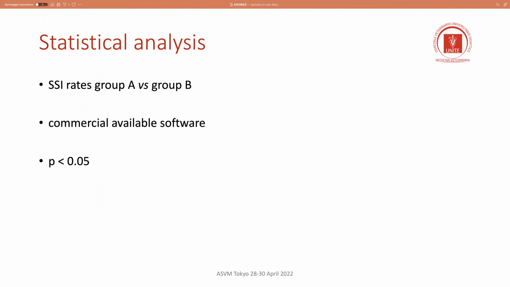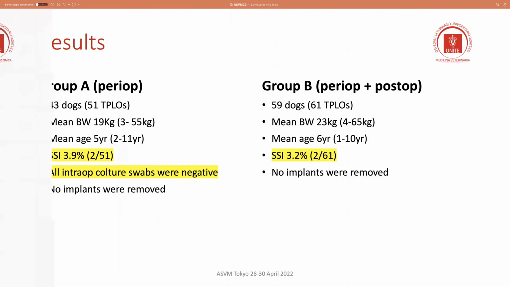The surgical site infection rates were statistically compared between group A and the control group using commercially available software, and a p-value lower than 0.05 was set as statistically significant.